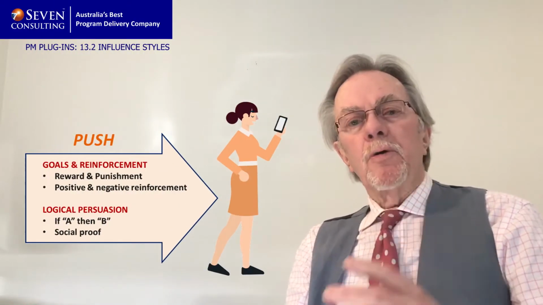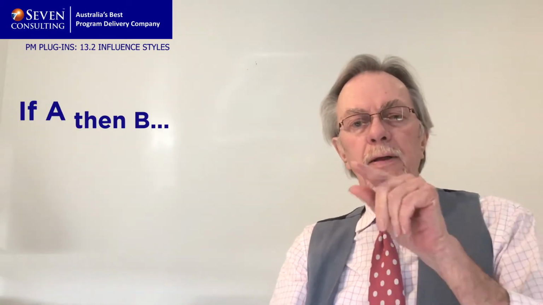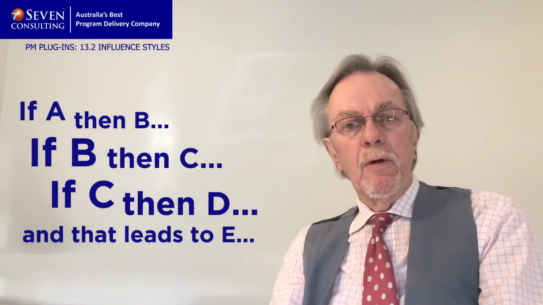The standard models for the push influence styles, there's 2 of them. One is what's called logical persuasion. Many of you know this, all of you will know this. You construct a logical sequence that is indefeasibly leading you to a conclusion. If A, then B. If B, then C. If C, then D. And that leads to E, and E is obviously what we've got to do.